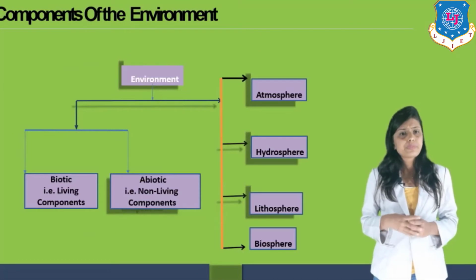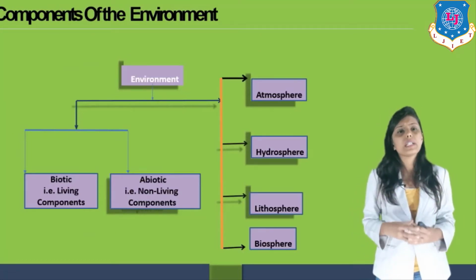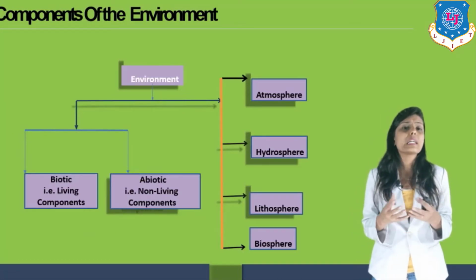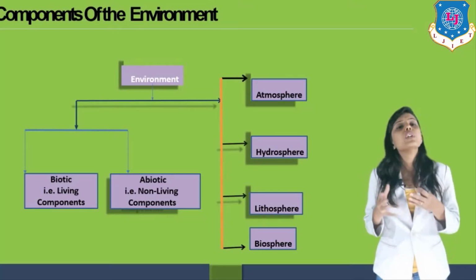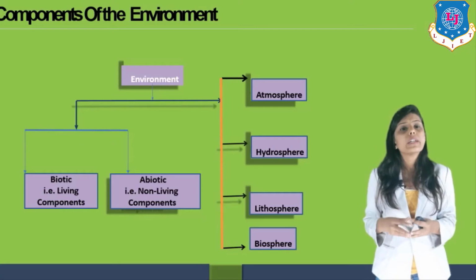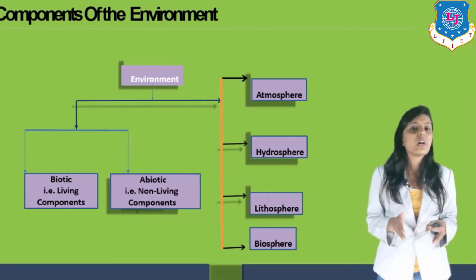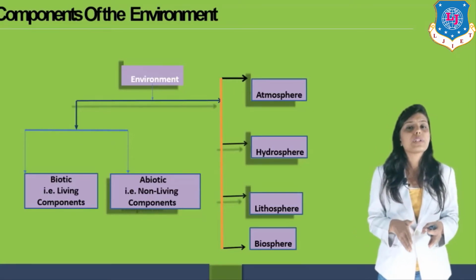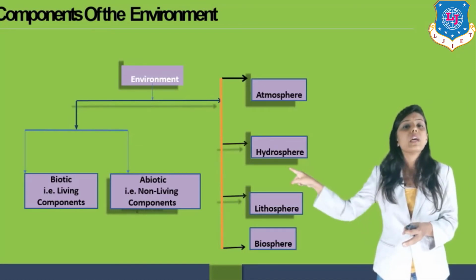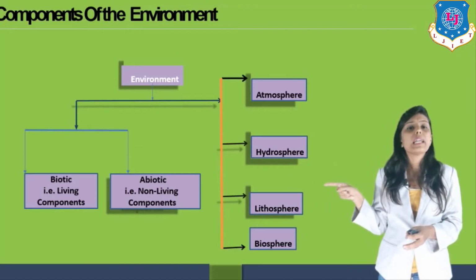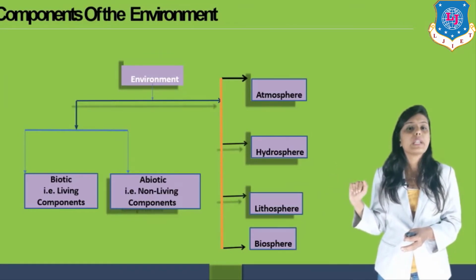So now, if we need to study environment, we should always know what are the components of environment. So environment consists of two components as I told you earlier, one is biotic and the other one is known as abiotic components. So what are biotic components? Biotic components are known as living components. And what are abiotic components? Abiotic components are known as non-living components.